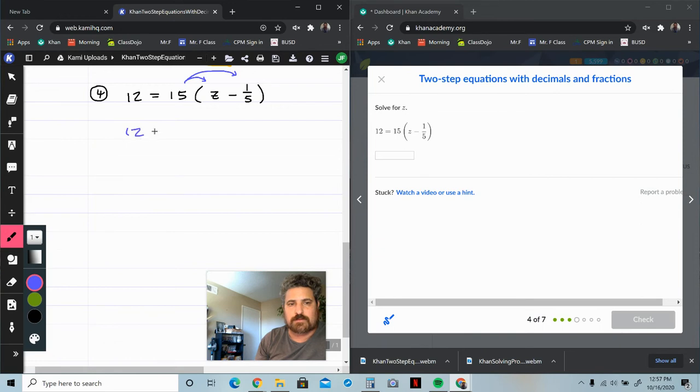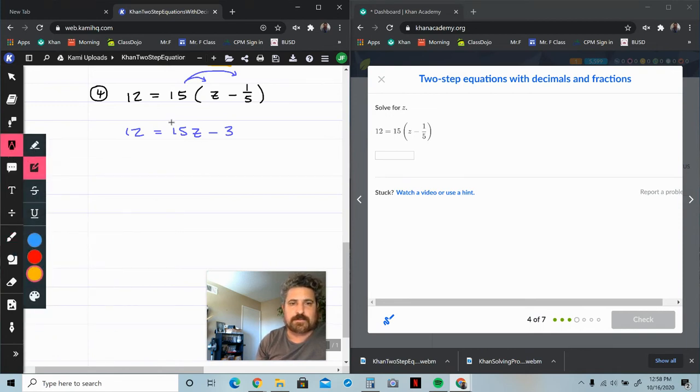You're going to get 12 is equal to 15z. And then 15 times negative 1/5 is going to be a negative. 5 goes into 15 3 times, and 3 times negative 1 is negative 3. So it's going to be negative 3. So this is really 15z minus 3, because 1/5 of 15 is 3, right? That makes sense.